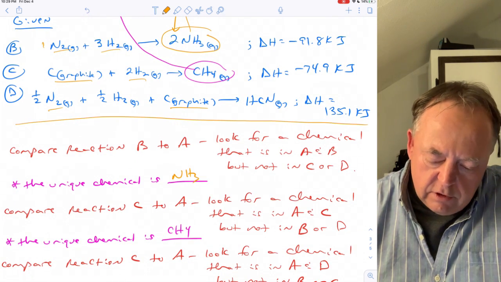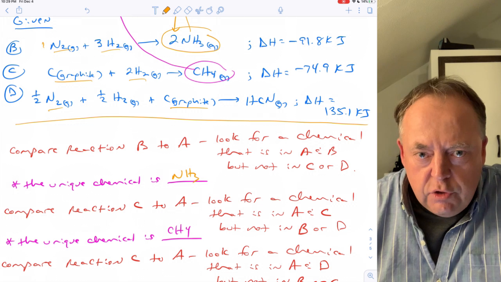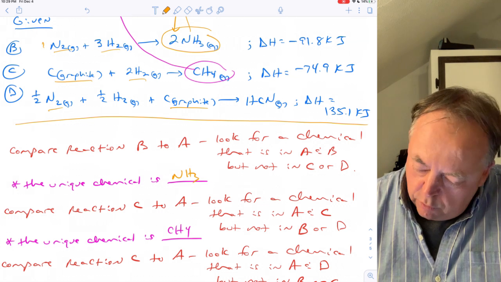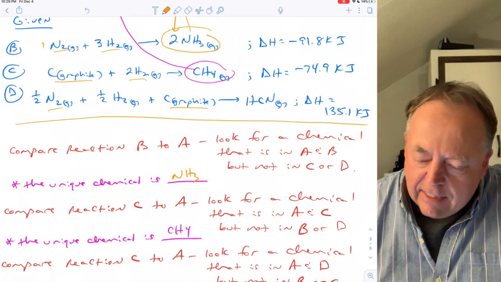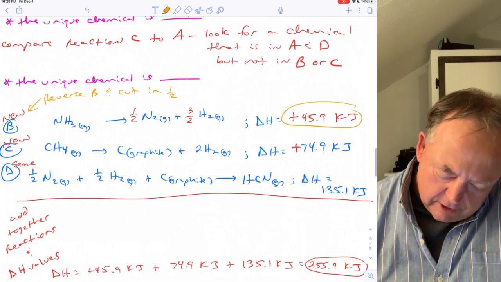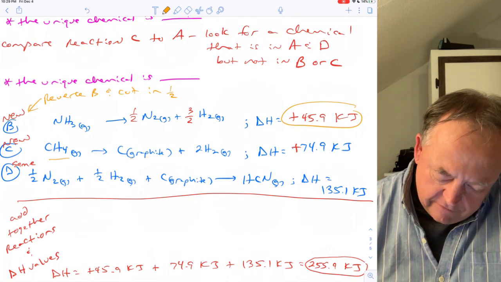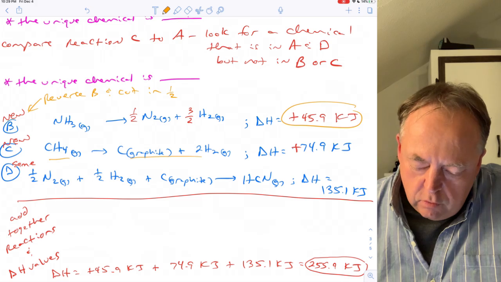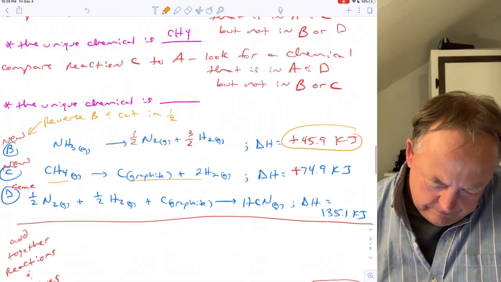So move the CH4 to the left, move the graphite and the 2H2 to the right. And so we're going to have to change the sign of delta H to a positive 74.9, right? So we move the CH4 to the left, graphite and H2 to the right, and change the sign.